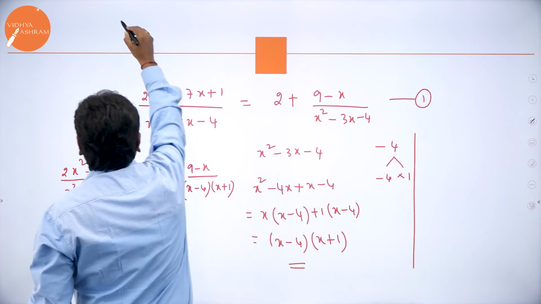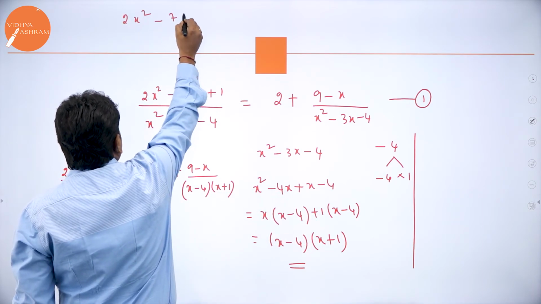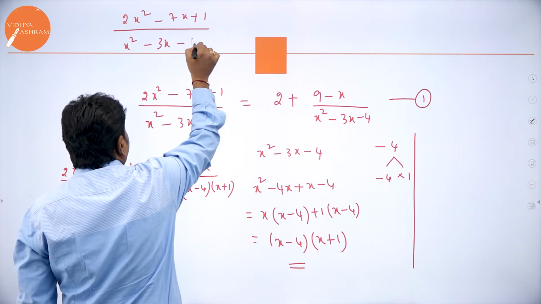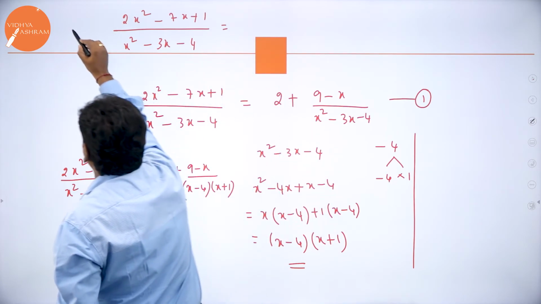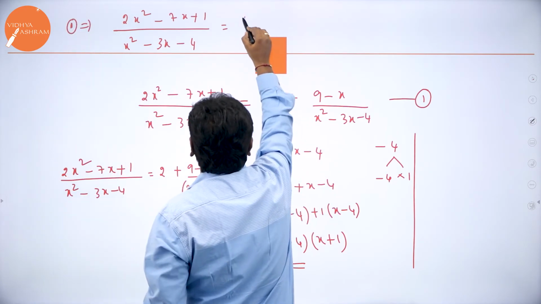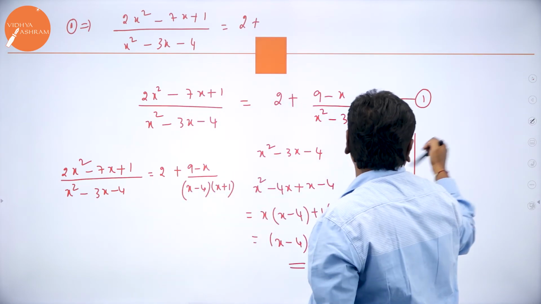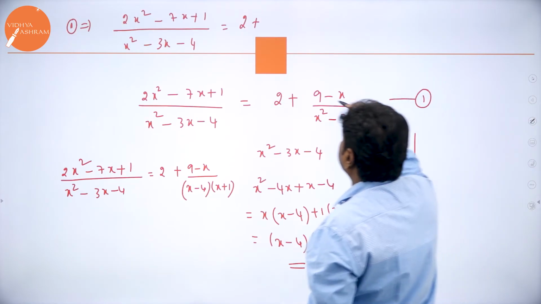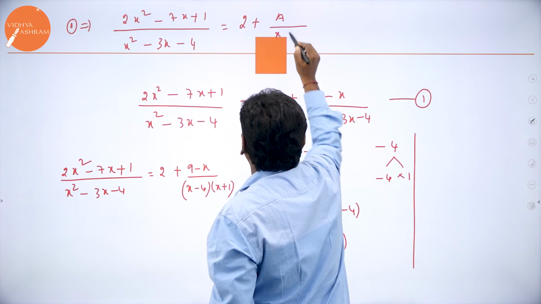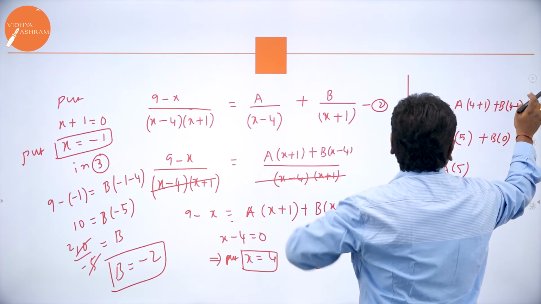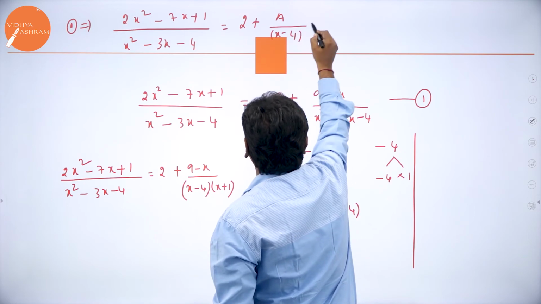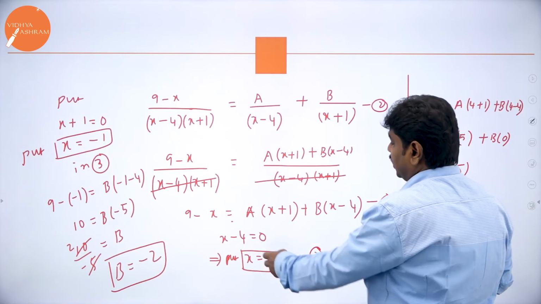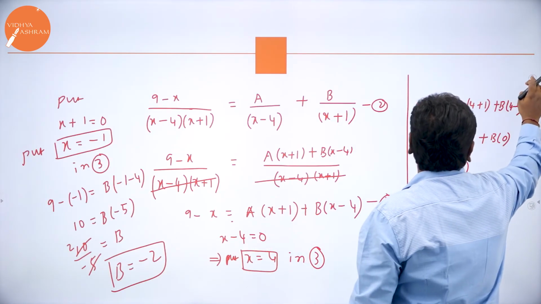So, now this equation 1, 2x square minus 7x plus 1 divided by x square minus 3x minus 4 can be written as, we got it. So, I am substituting in equation 1. So, 2 plus, in place of 9 minus x by x square minus 3x minus 4, if you see the next slide, we wrote it as what? a by x minus 4 plus b by x plus 1, from the factorization, x minus 4 and x plus 1. Now, just now in the last slide, we got the values of a and b. Let me rewrite this.